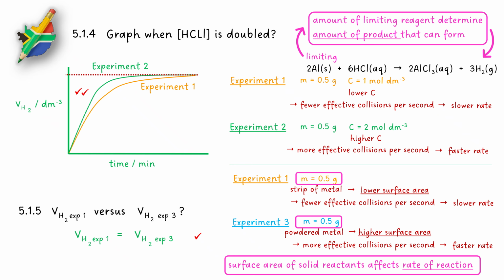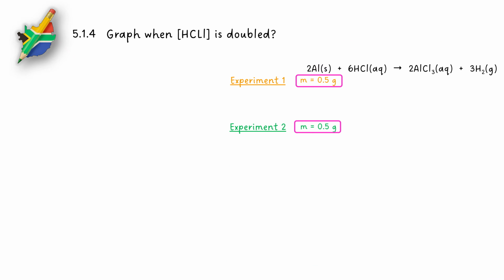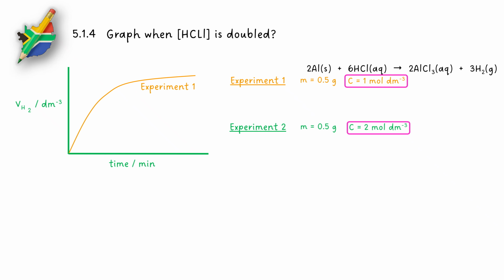Here we will discuss 2 questions for 2 further experiments, namely what changes happen on the graph and how do gas volumes compare. For the first of the 2 questions, we know the mass of aluminium is the same in both experiments 1 and 2. But we are told the concentration of the acid is doubled to 2 moles per decimeter cubed. This graph in orange is the one that was given to us for the first experiment, and we need to draw the graph for the second experiment.